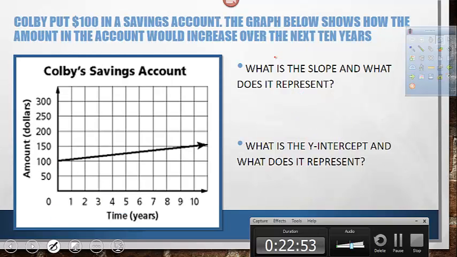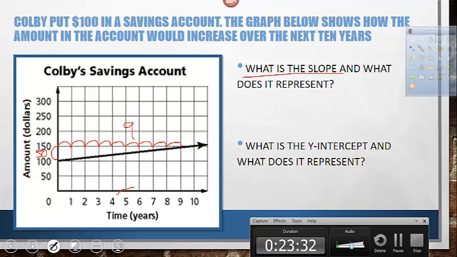Okay, so the next interpretation, we have Colby put $100 into a savings account. The graph below shows how the amount in the account would increase over the next 10 years. People who work at banks, they have to interpret this type of stuff, financial records. So it is one of those things that is kind of important. In this case, again, what is the slope? So I'm trying to find the slope. I do, again, a rise and a run. So in this case, we have a rise of 50 and a run of 9.